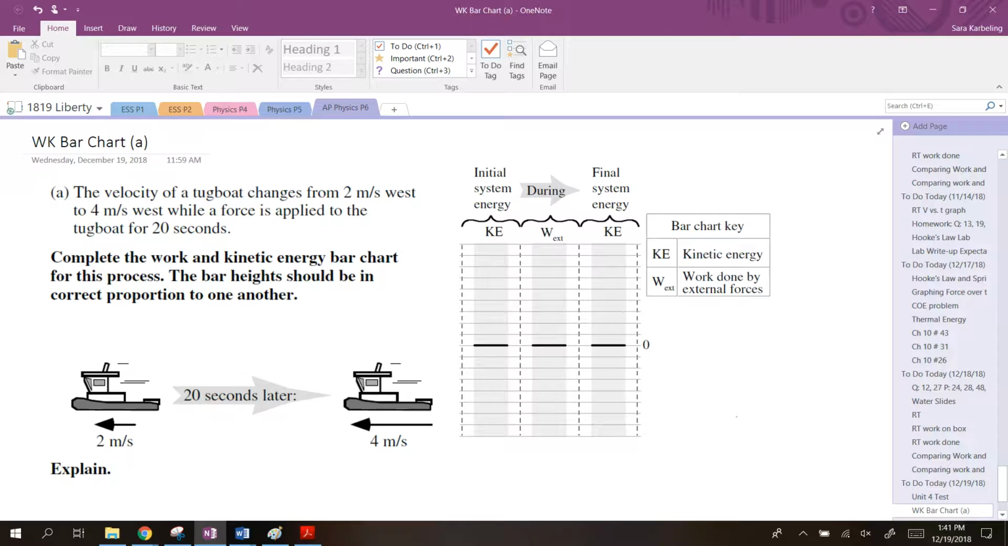So let's just think about this from the big picture beginning. Does the boat have kinetic energy at the beginning? Yes. Does the boat have kinetic energy at the end? Yes. Is it the same amount? No. Which means that what must have happened? Boom. Okay, so that's the easy board.